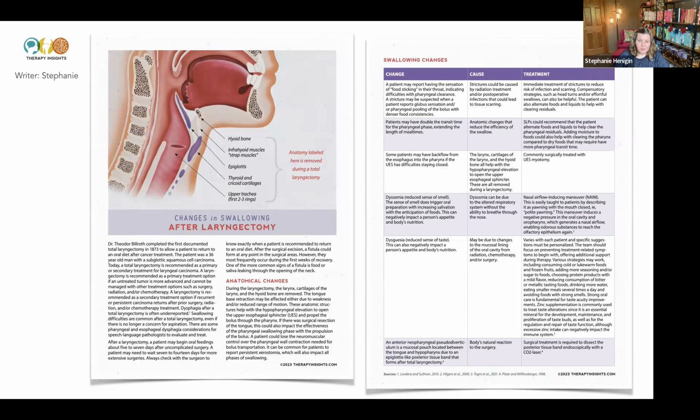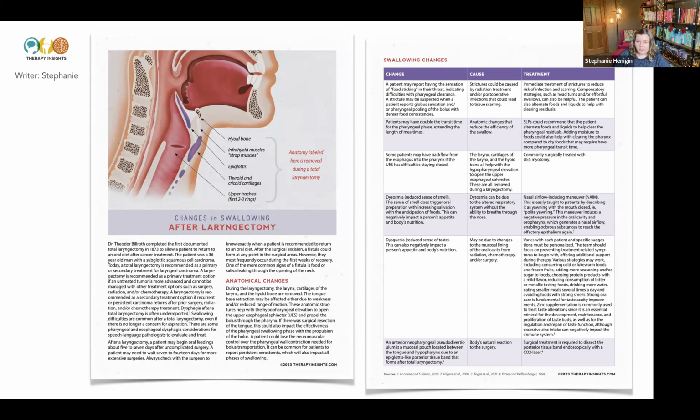A laryngectomy really is a multi-team approach, and it has a doctor involved, but I think it's really important for everyone to understand those anatomical changes, especially how it's going to impact the swallow. The table part does a good job of explaining, for example, a patient may talk about food sticking, what could be the cause of that, and then giving the SLP some ideas for treatment. There's another one where the patient may complain of having backflow into their pharynx from their esophagus, explaining what could be causing that, and commonly surgical options or treatments.